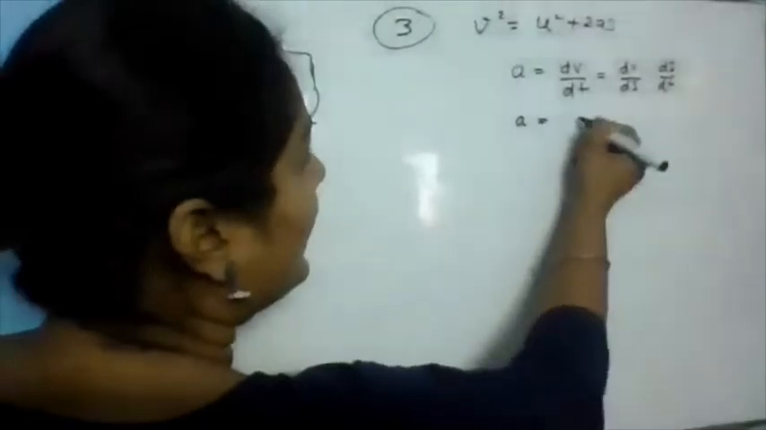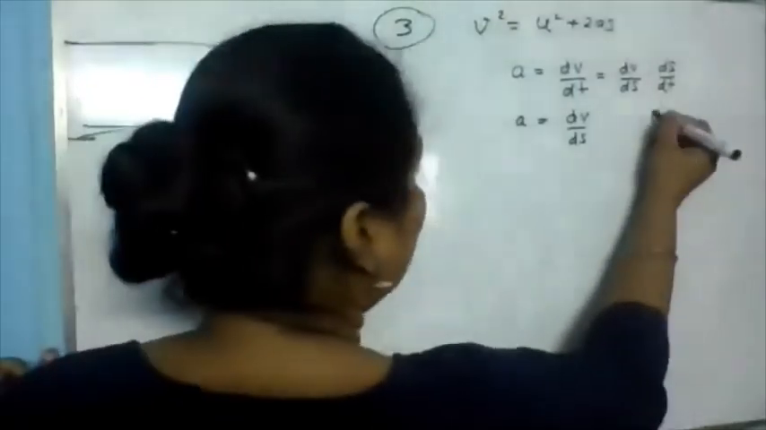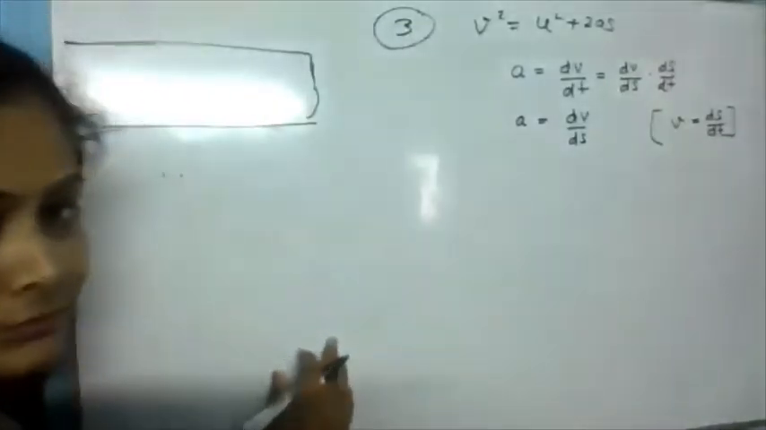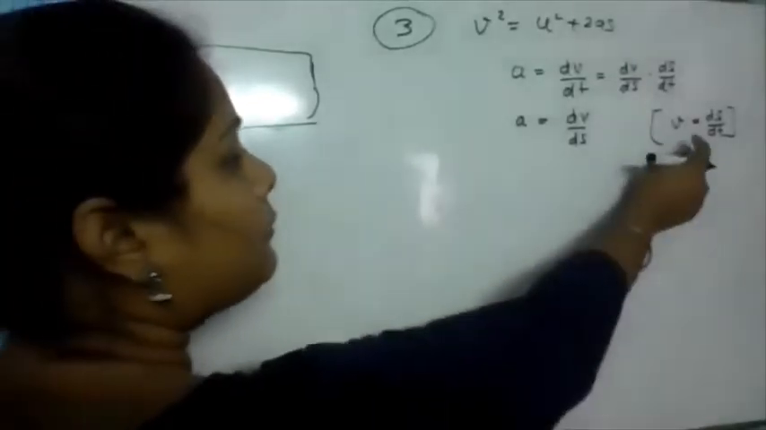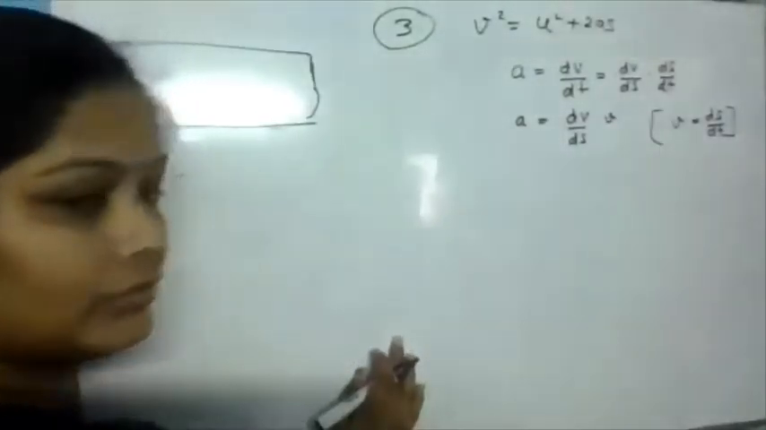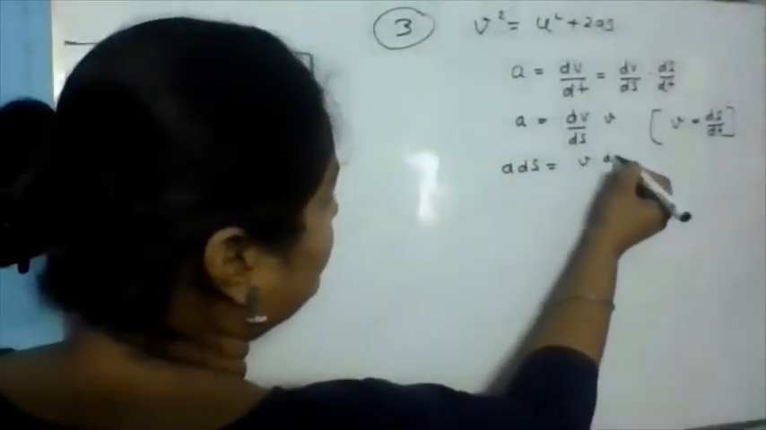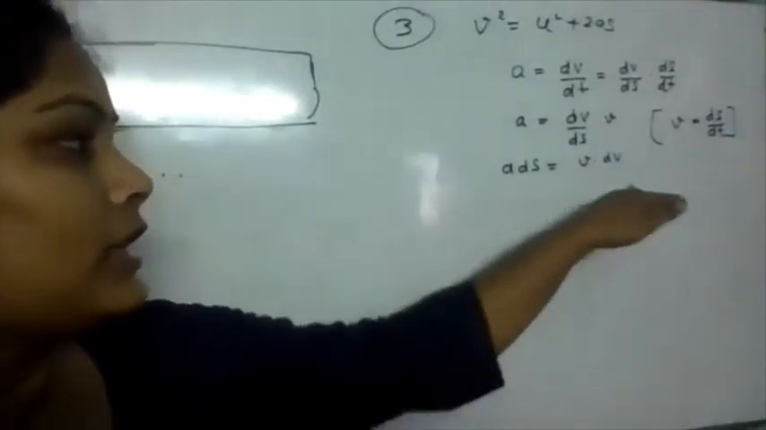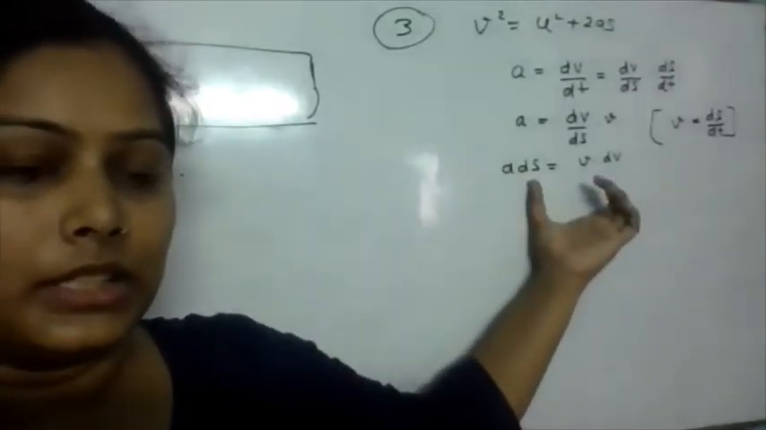Now we know that ds upon dt is the formula of velocity, v equals ds upon dt. We used the same formula in the second equation. So we can put v in the place of ds upon dt. Now we can write this equation like this: a into ds equals v into dv. Is there any problem in this step?